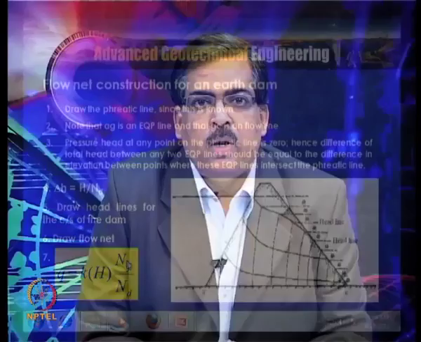So in this particular lecture, we have discussed the anisotropic case, and we said that it has to be changed to a transformed condition. We have also discussed non-homogeneous soils and how the flow nets deviate, and then embankment dams or unconfined seepage conditions, and how a flow net can be constructed.